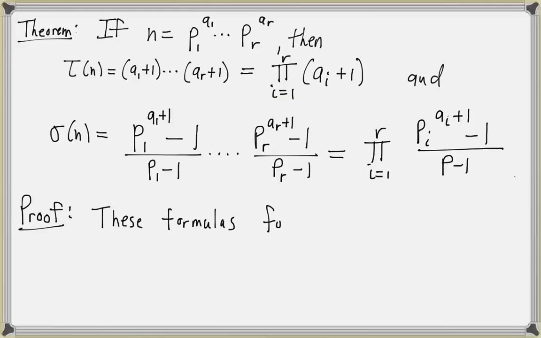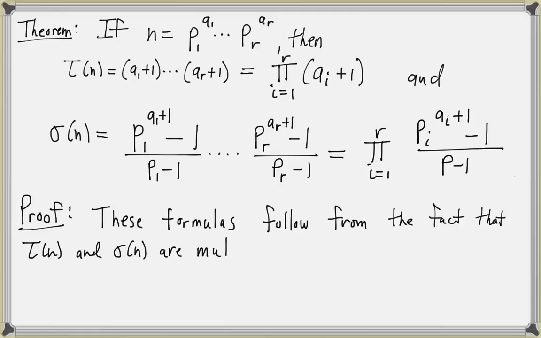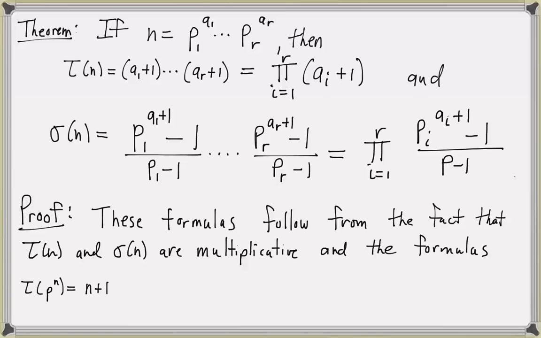So these formulas follow from the fact that tau of n and sigma of n are multiplicative, and the formulas tau of p to a power equals a plus 1 and sigma of a prime power equals p to the a plus 1 minus 1 over p minus 1.